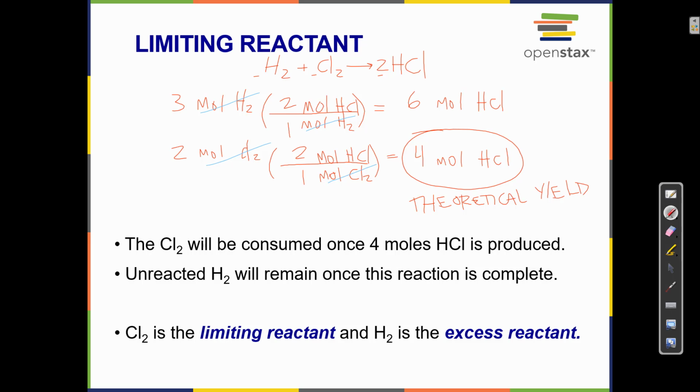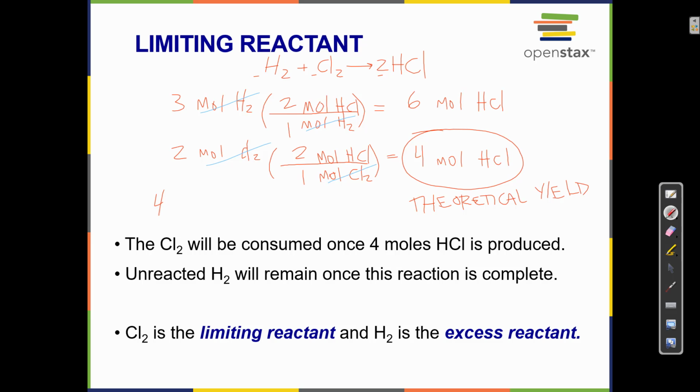So the total amount of product that I can make is called the theoretical yield. And so what we see here is that if I have 3 moles of H2 and 2 moles of Cl2, then I can only make 4 moles of HCl. And when that happens, I'll have 1 mole of H2 left over.